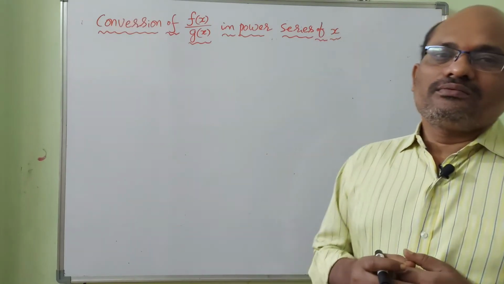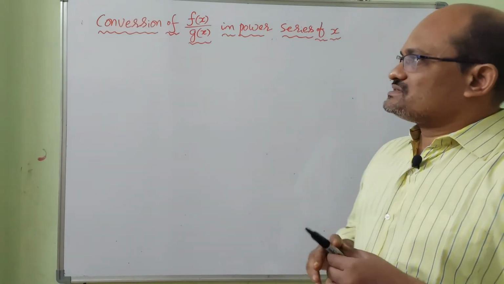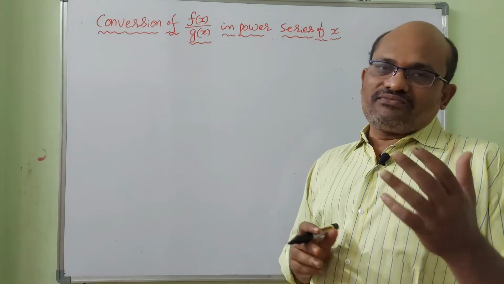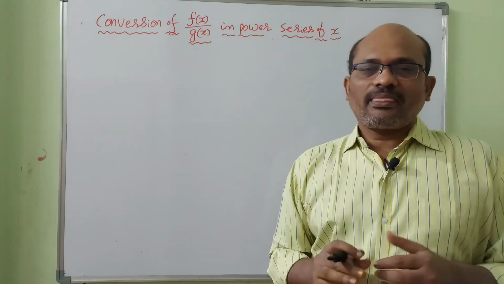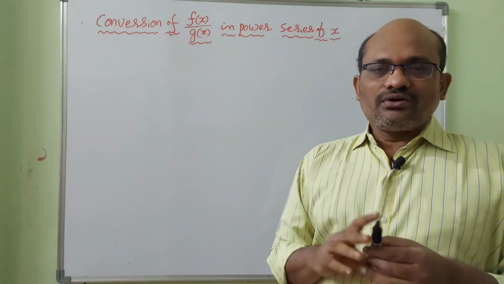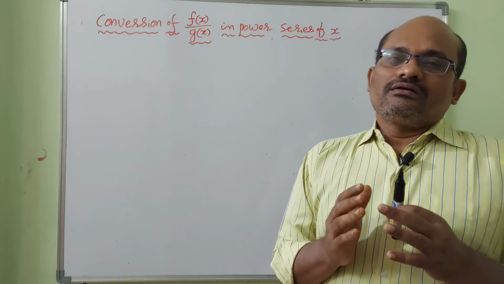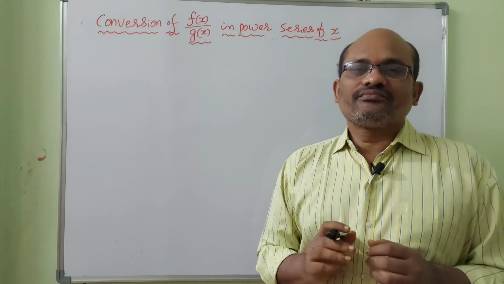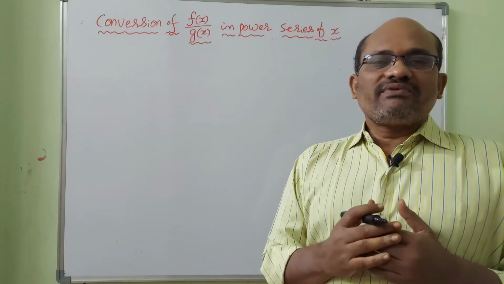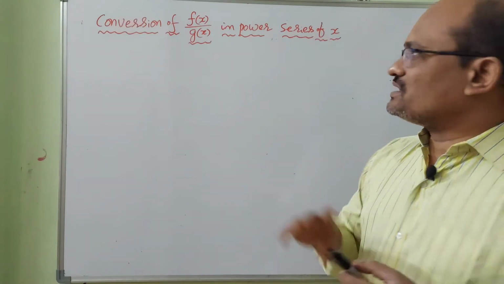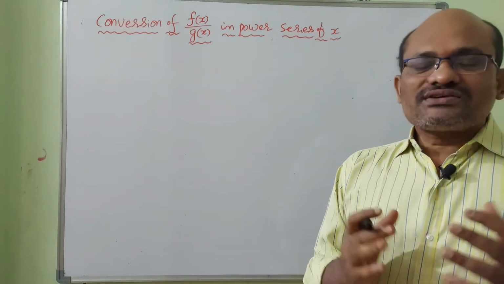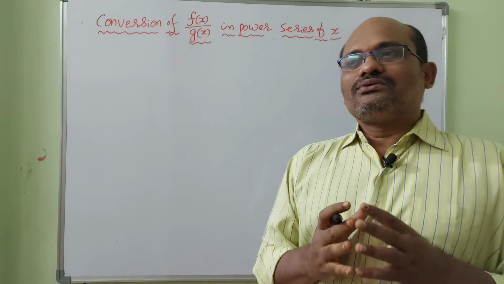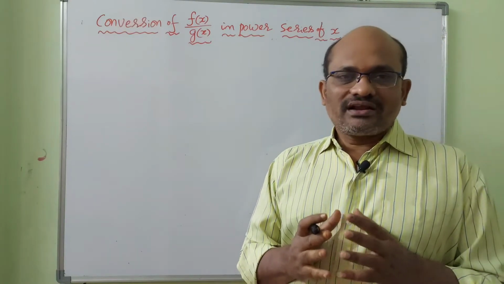In this video, I am going to discuss conversion of a rational fraction f of x by g of x in power series of x. This is a good topic in partial fractions. By using partial fractions, how to write a rational fraction into power series of x, I am going to discuss now. To understand this, first we have to write binomial theorem for rational index.